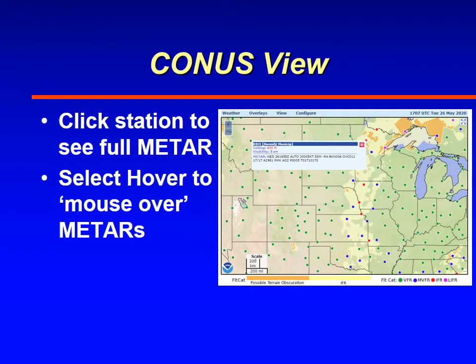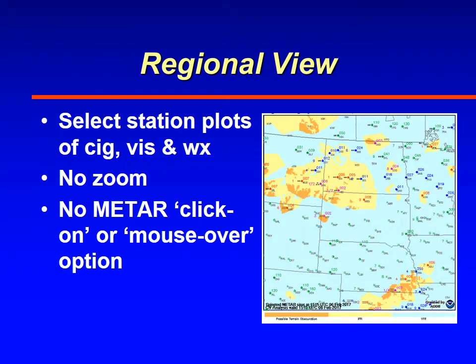And with CONUS view, you can click on a station and you can get the METAR. Or if you have under plot options, if you have hover selected, then as you move your mouse over the stations, you will see the METAR for that particular station. Now in the regional view, you don't have that option. There's no zoom, there's no METAR mouse over or click on. In other words, what you see is what you get. You got a static picture for the most part.